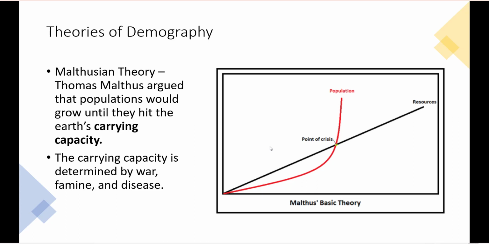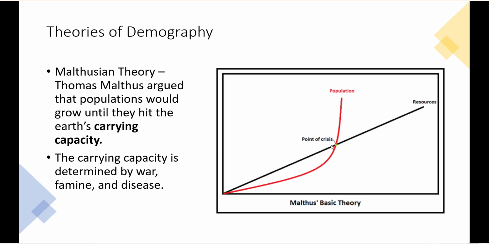There's a number of theories about demography, and the first one I want to touch on is Malthusian theory. Malthusian theory is derived from the work of Thomas Malthus, and he argued that populations would grow and grow and grow kind of exponentially until they hit the Earth's carrying capacity. So in this case, this point here.